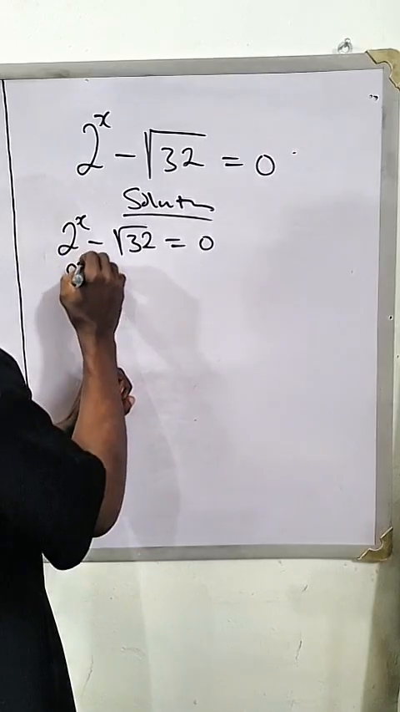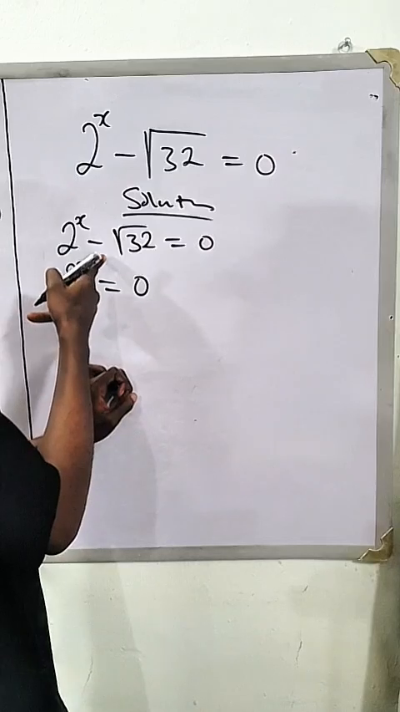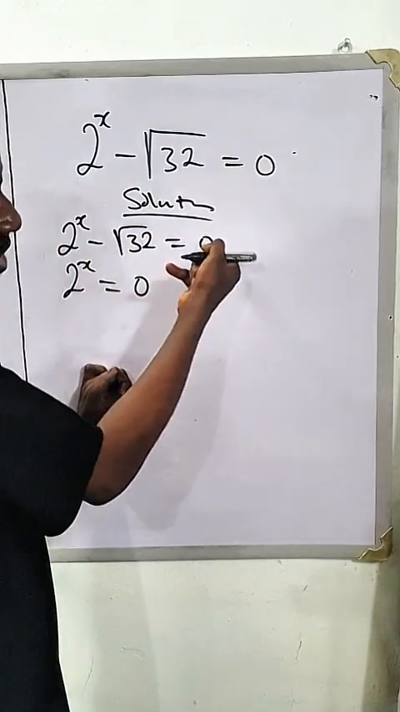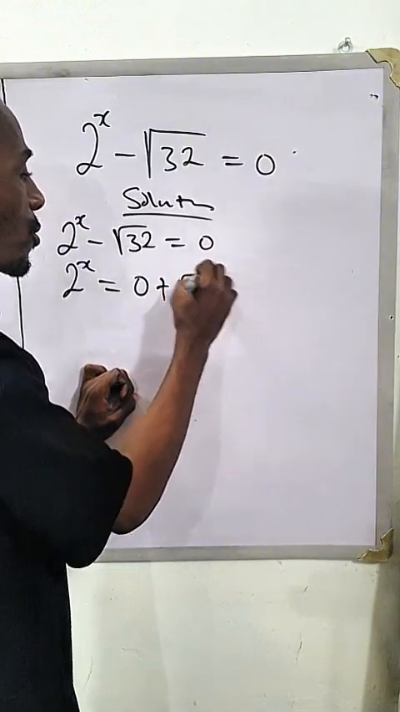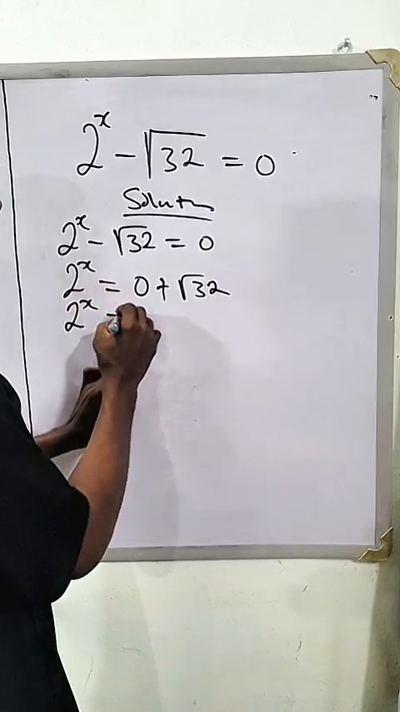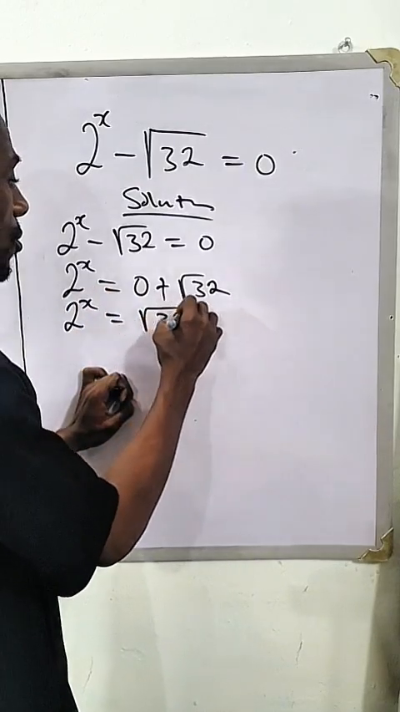I'll write 2 raised to the power of x is equal to 0. Remember, we're having minus root 32. When this minus root 32 crosses this equality sign to meet with 0, it becomes plus root 32. Okay? 2 raised to the power of x is equal to 0 plus root 32 will give us root 32.